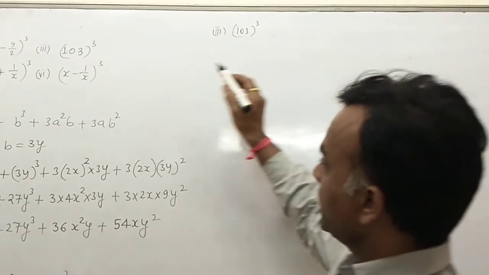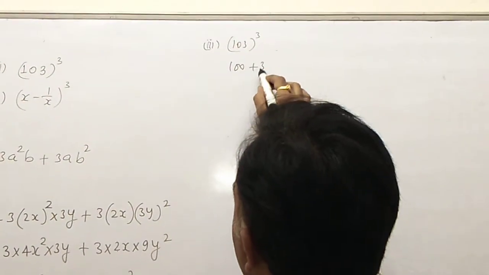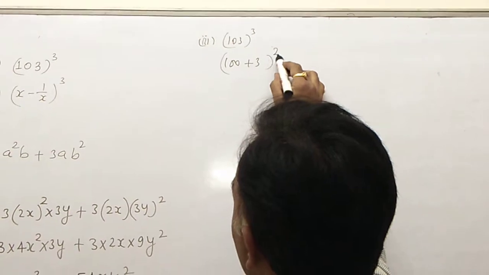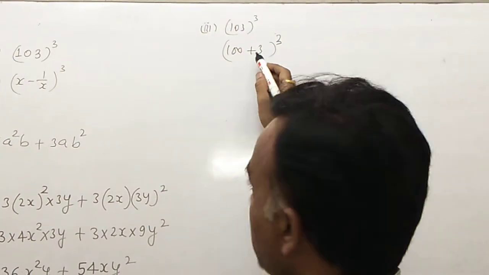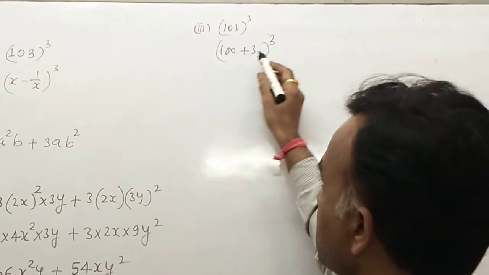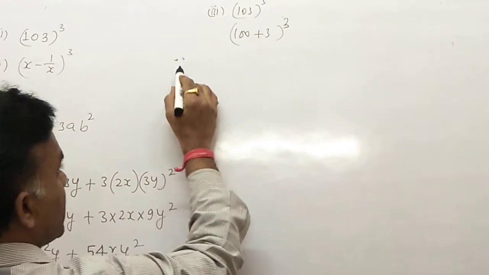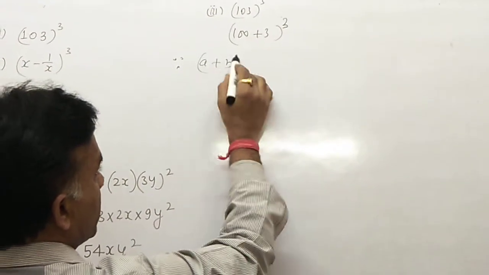So 103 we split into two parts. First you write 100 plus 3: you always round the figure in the first part, and then the rest of the term, like in 103, 3 is the extra. So (100 + 3) whole cube. Now again you use the identity for (a + b) whole cube.